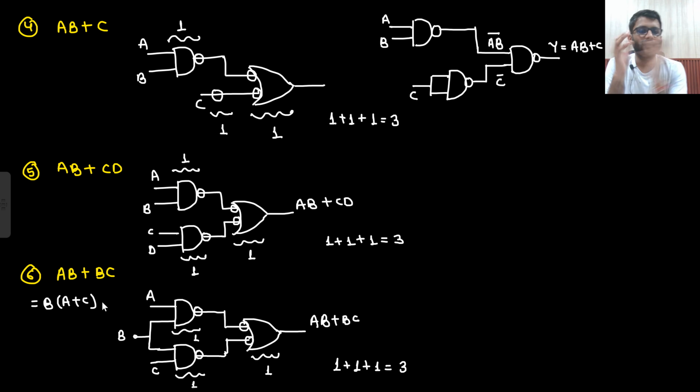Can I do anything about it now? Can I change it? Anyhow, can I change it? Any changes can I do? No. No changes I can do. This will be again AB plus BC only. I will try to take common here. So B common I am taking. B into A plus C plus CD. Can I do anything about it? Nothing. Nothing I can do.